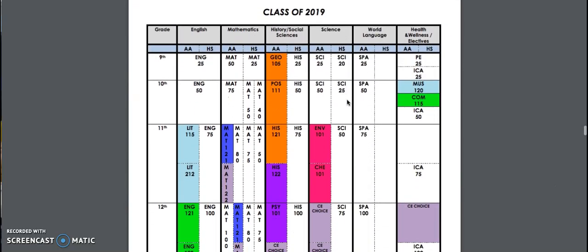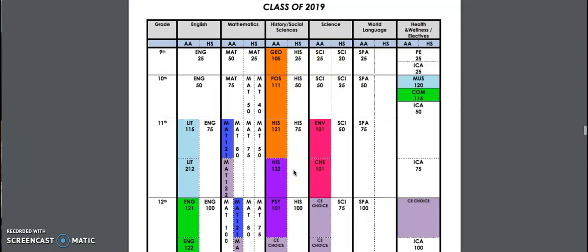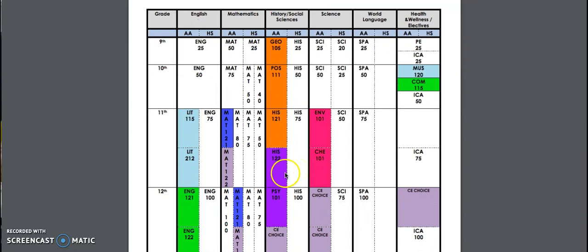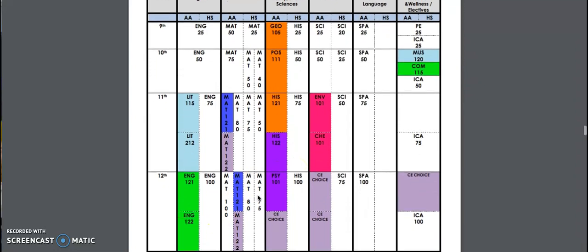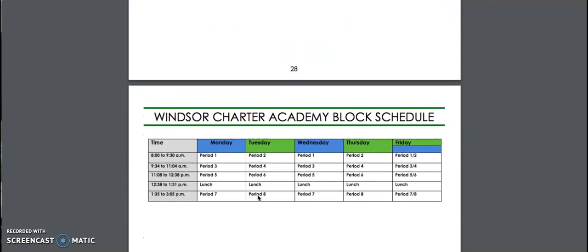Come back down here are next year's seniors. So where did you guys start? What did you take each year? And what do you need next year? Then the last thing right below this, on page 29, we've got next year's block schedule. It's slightly different than this year's.